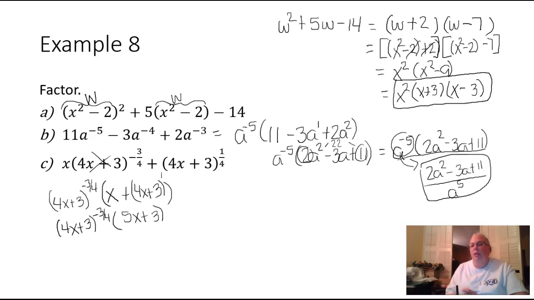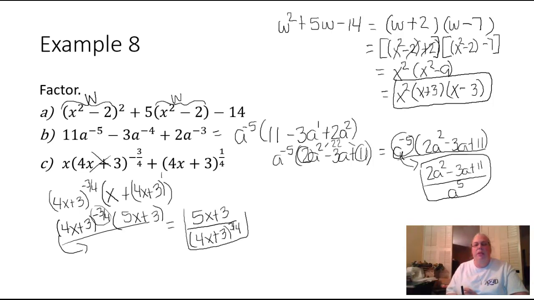And then remember what I did over here to get rid of the negative exponent. I'm going to do the same thing because I don't want to have a negative exponent. So I'm going to do that whole cross the line, change the sign thing. And my answer here is going to be 5x plus 3 over 4x plus 3, and then this will be to the positive 3 over 4 power. And this will be my final answer for C.